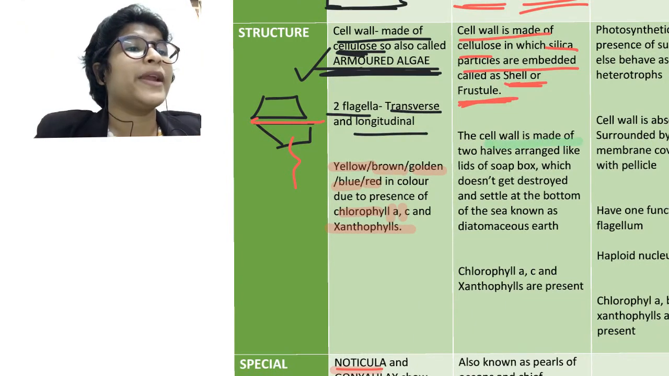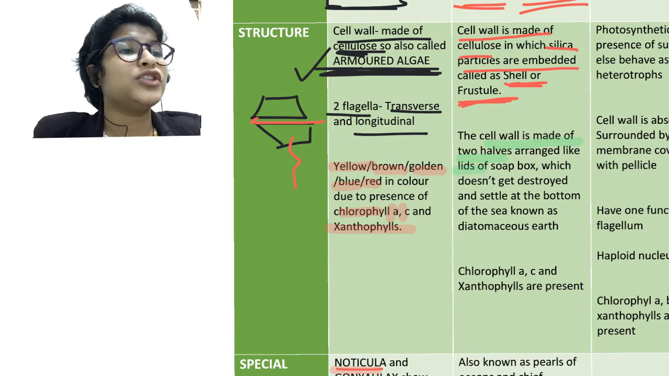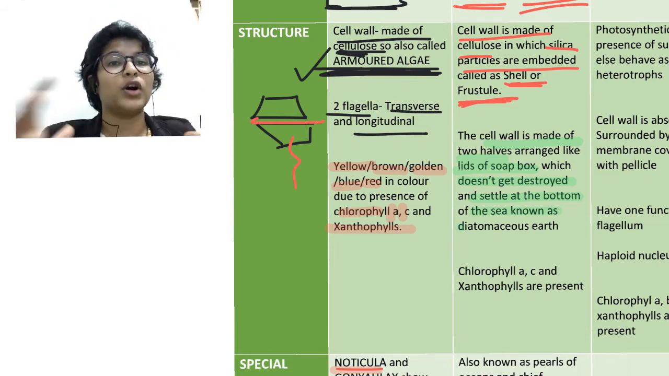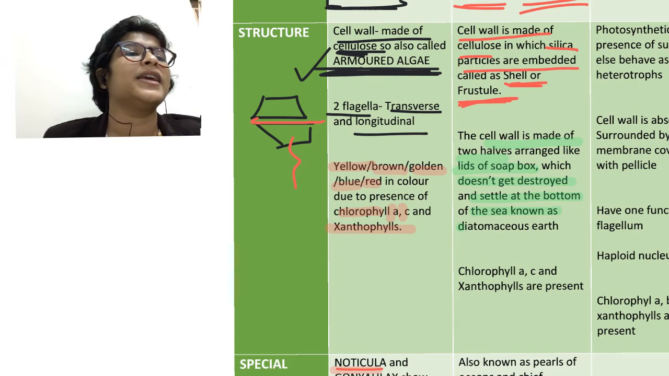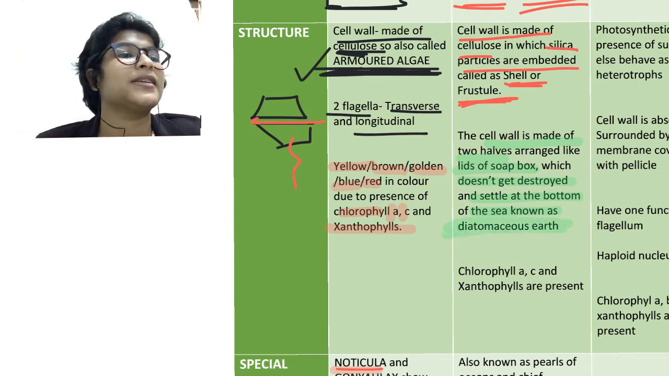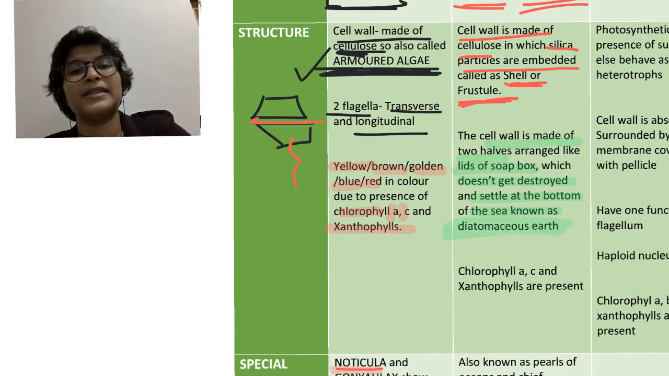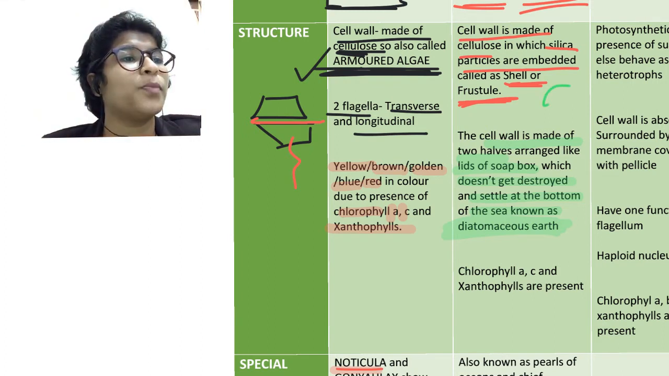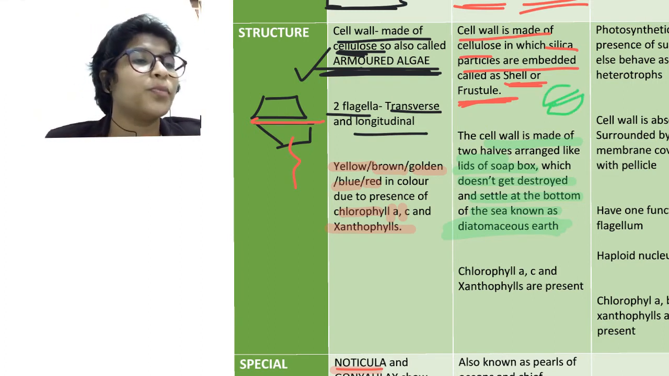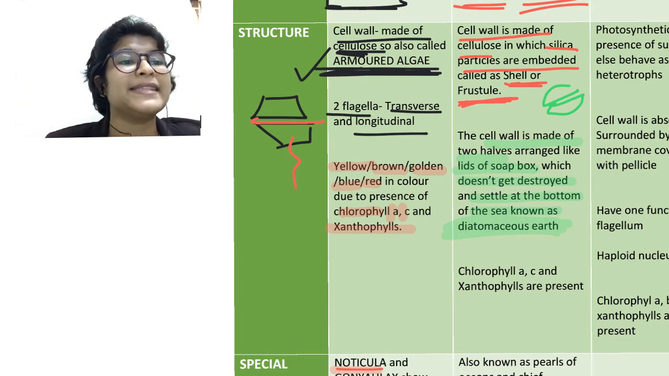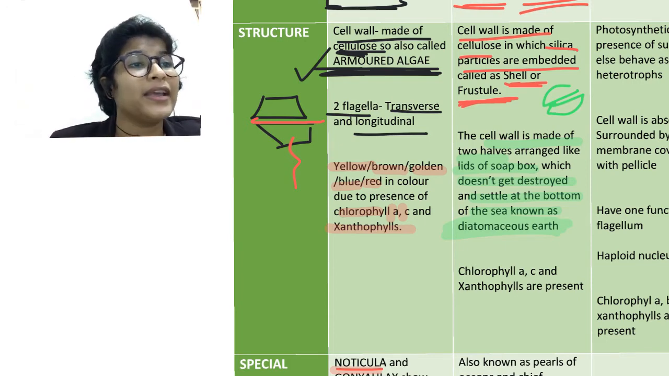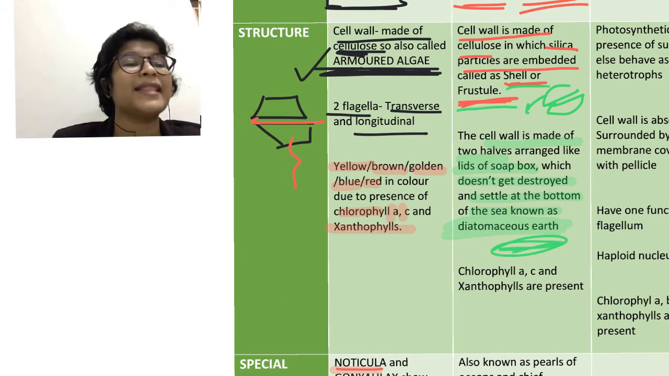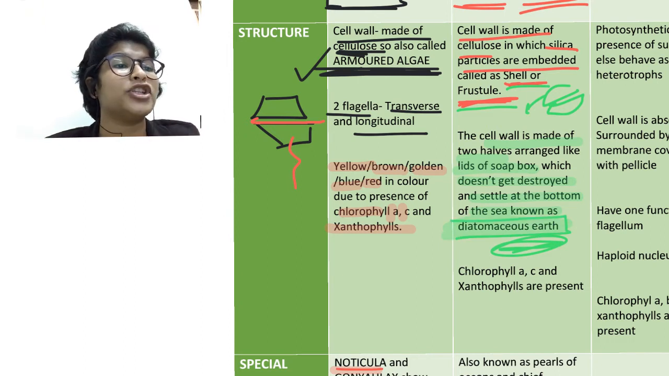the cell wall is made up of two halves which are arranged like the lids of a soap box, which doesn't get destroyed and gets settled at the bottom of the sea, and that settlement of a large number of diatoms together is called diatomaceous earth. ठीक है, तो they are basically just like a soap box. And the cell wall contains silica. ठीक है, so when they die, this outer covering, the shell or the frustule gets deposited नीचे, and this deposition is called diatomaceous earth.